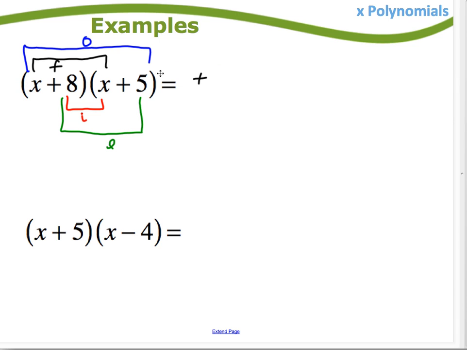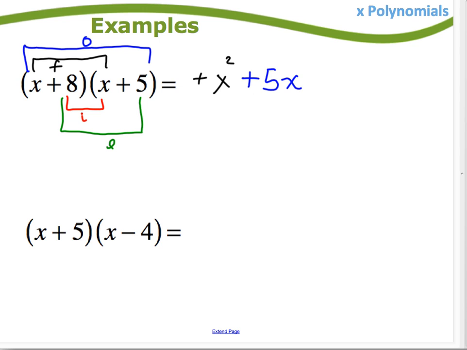1 times 1 is 1. X times x, x squared. Okay, I'm feeling good there. Now let's do the next one. So it's this term times the last one. Positive times positive is positive. 1 times 5 is 5, and then I just have an x there, so it'll be 5x.